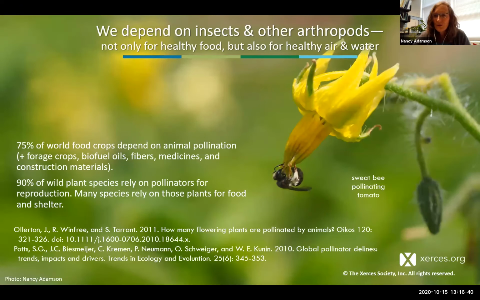Of course, you all know we depend on insect pollinators for food, but we also depend on them for forage crops, biofuels, fibers, medicines, and construction materials. Ollerton and Company estimated that 90% of wild plants depend on animal pollinators. That's an average between about 95% in tropical areas and about 75 to 85% of wild plants in temperate areas.